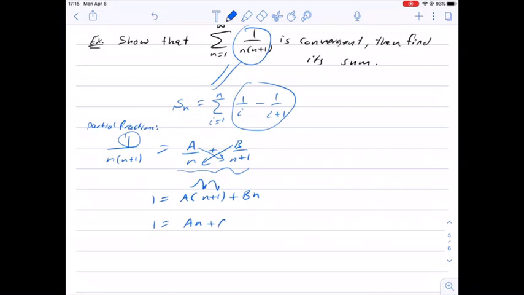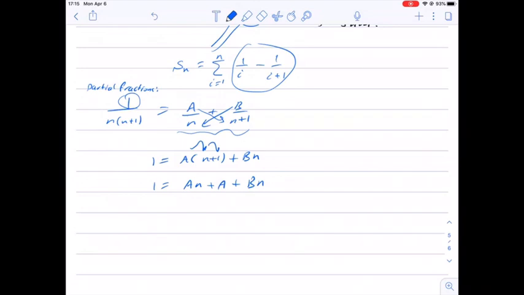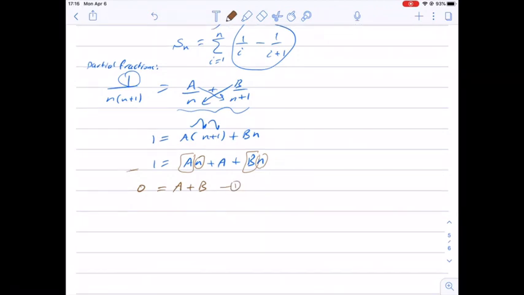A equals an. Now we just distribute this. Now we compare or equate like terms, or terms that represent similar things. So we have a term with n here, but on the left hand side we don't have that term. So 0 is equal to a, the coefficient of n here, plus b, the coefficient of n here. So this is one equation.